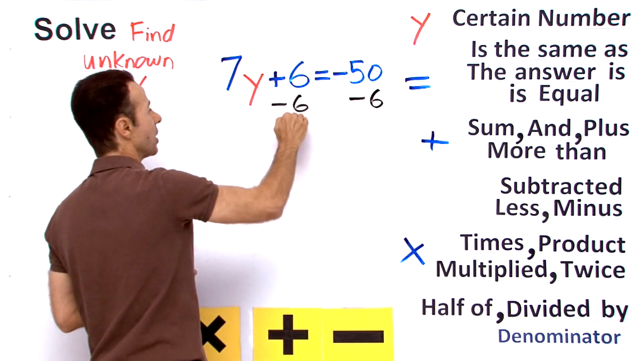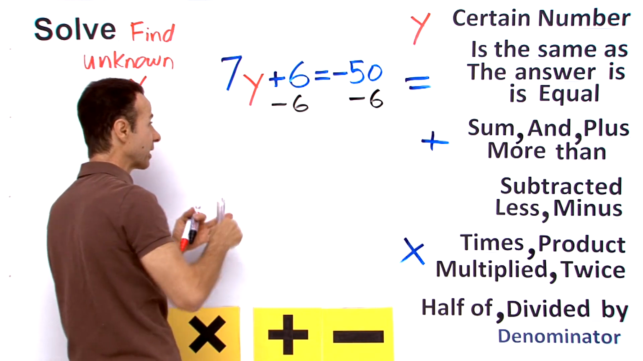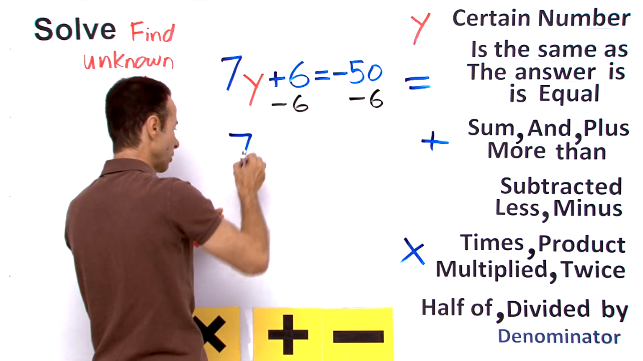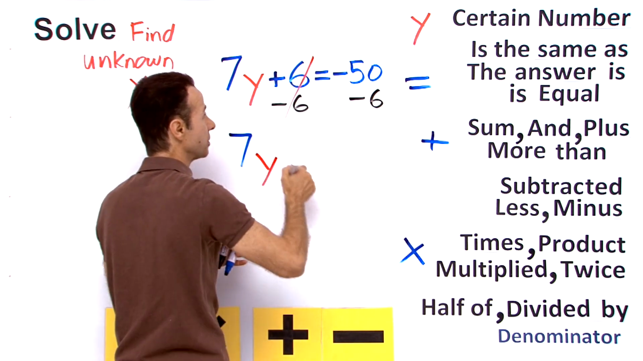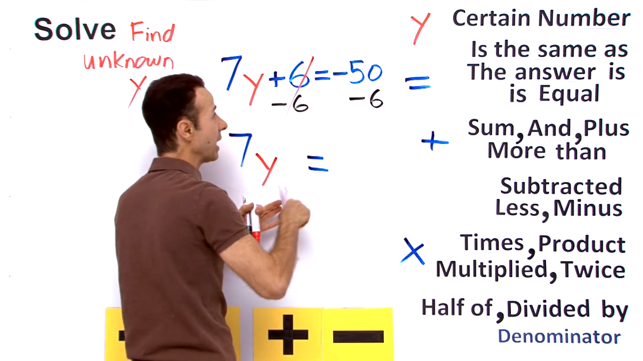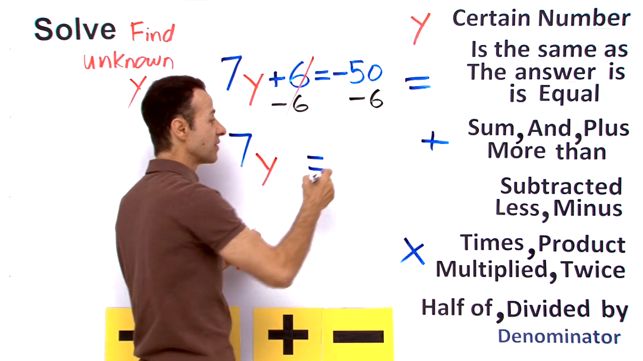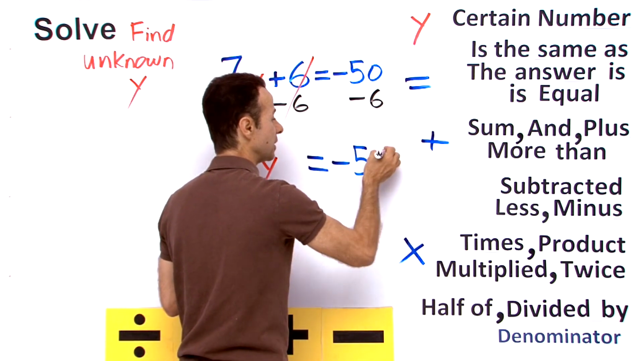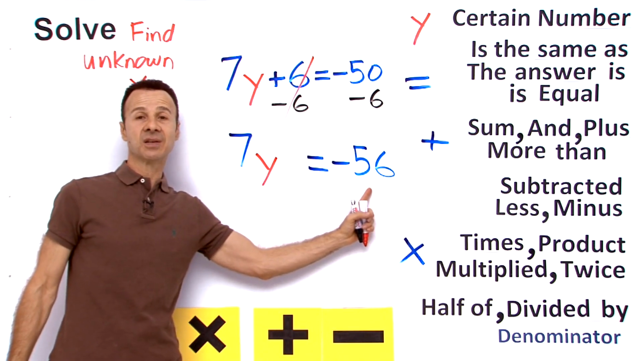Okay, 6 minus 6 is 0, that cancels, so all we have to do is take the 7y, write it down again here. Let's copy it down, 7y. These just disappeared, they cancelled. And you got equals, bring down the equals. And we have minus 50 minus a further 6. So that's going to give us minus 56. So now we got 7y equals negative 56.